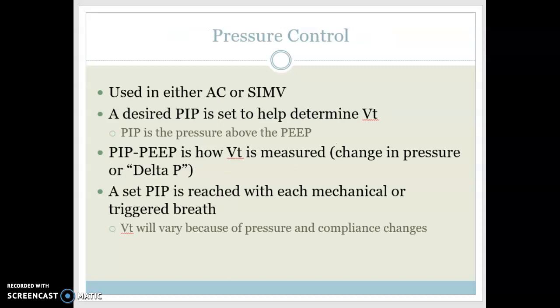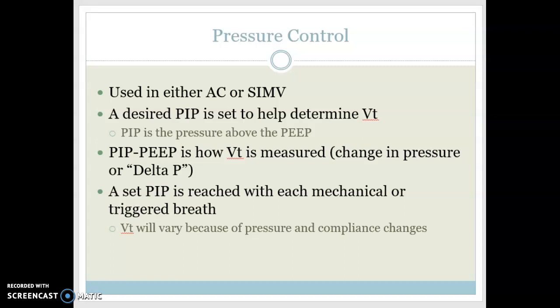With pressure control, again, repeated information. It'll be either assist control or SIMV. We will have the desired PIP, which will determine the tidal volume. This is measured in centimeters of water pressure above the PEEP. So it's pressure above the PEEP.